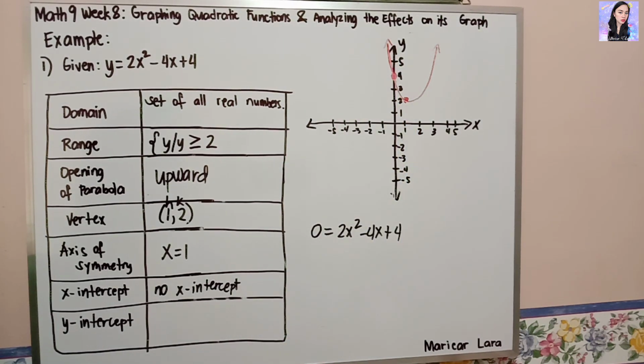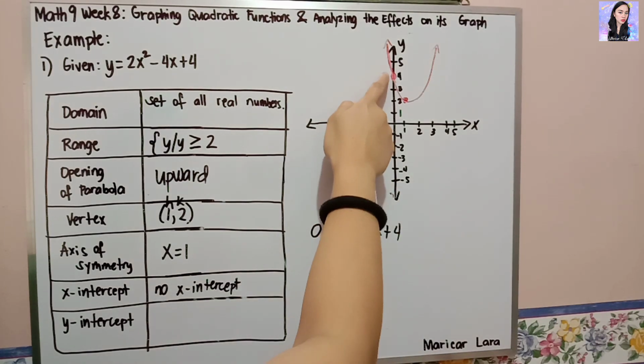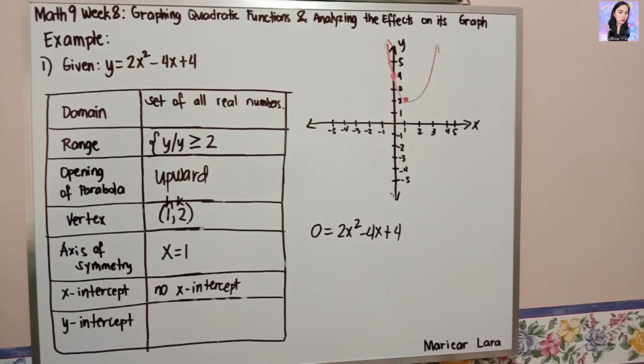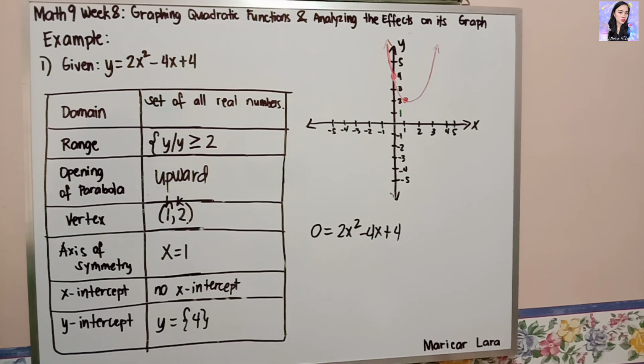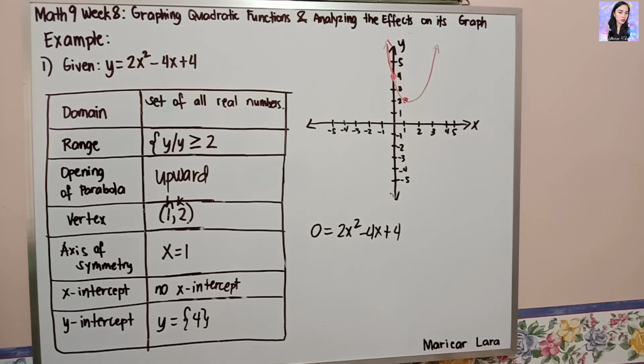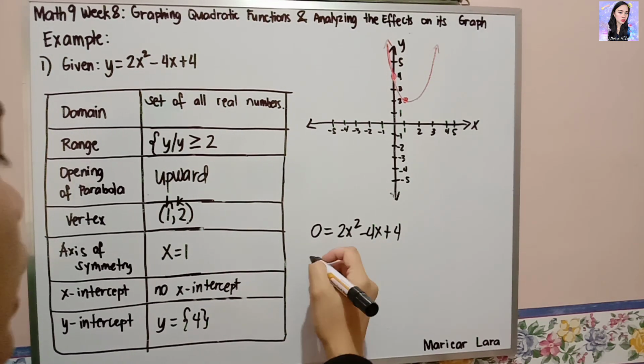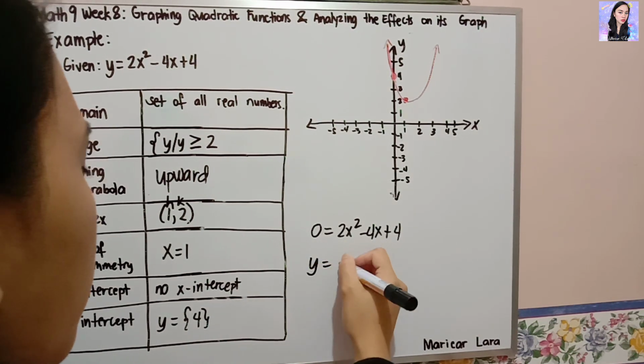Sa y-intercept naman, kung titingnan nyo yung graph, kung saan tumama sa y-axis yung ating parabola, yun ang ating y-intercept. So, dito siya tumama sa 4. So, ang ating y-intercept ay 4. Sige, i-testing naman natin na isolve siya. So, papalitan natin lahat ng x ng 0.